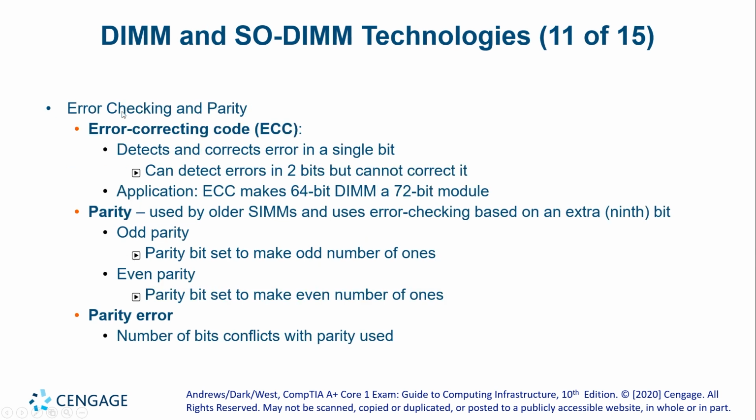Error checking and parity, ECC RAM. This is usually, or in the past has been usually, relegated to servers. You can find personal PC motherboards that take ECC RAM, but it's just expensive. Parity: basically, older SIMM packages used error checking based on an extra bit. So you have 8-bit channels, but if you had that extra 9th bit, you can use that for error handling.